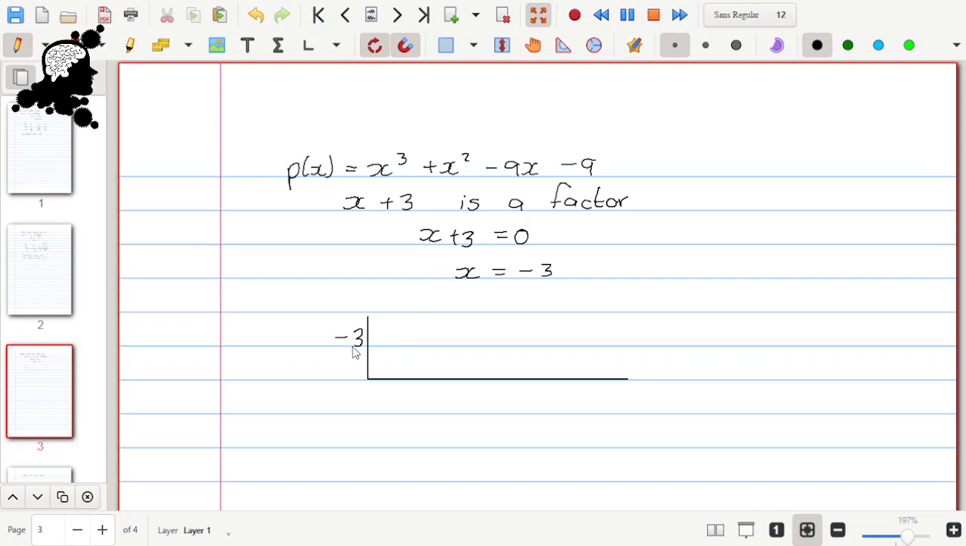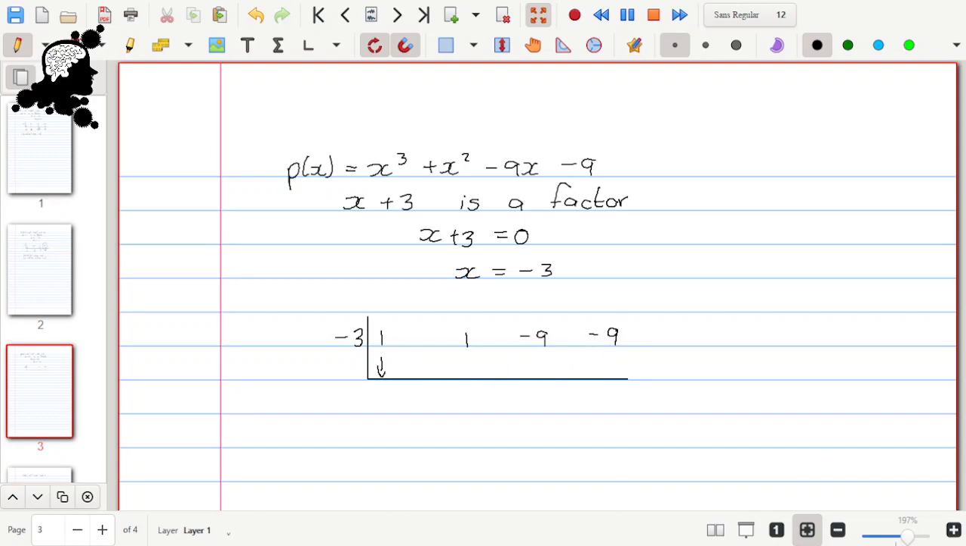Let me write the minus 3 properly. Then inside of our division sign, we put the coefficients of the cubic expression. The coefficient of x cubed is 1. The coefficient of x squared is 1. The coefficient of x is minus 9. Our constant is minus 9.